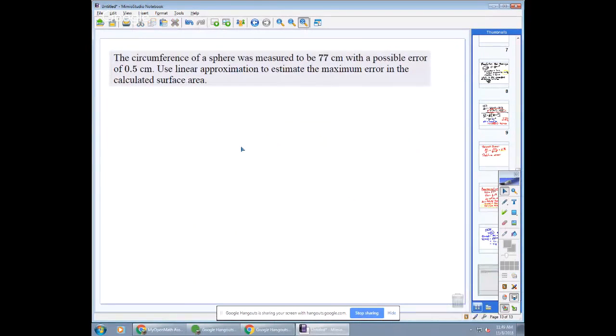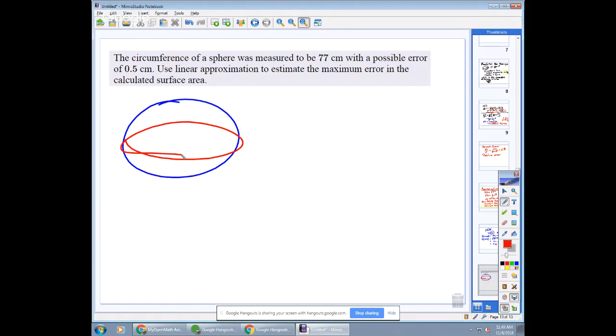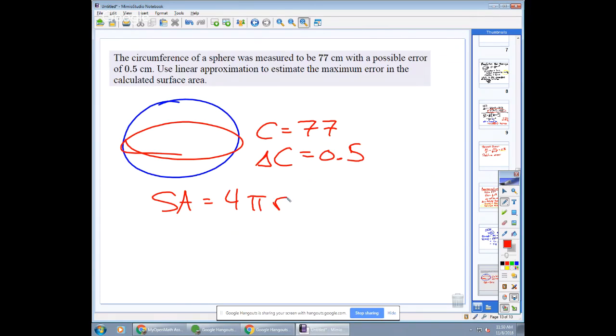All right. So sphere, draw a picture. I was just given the circumference. C equals 77. And I was just given a change in C of 0.5. And I want to relate that to the surface area. So the surface area of a sphere is 4 pi r squared, which I mentioned earlier. Circumference, anybody remember how to calculate circumference? 2 pi r. 2 pi r.